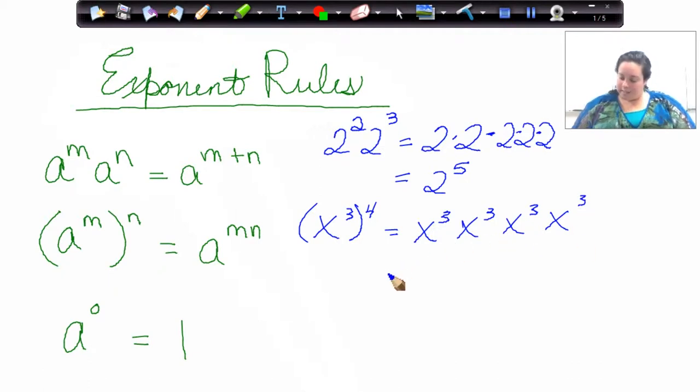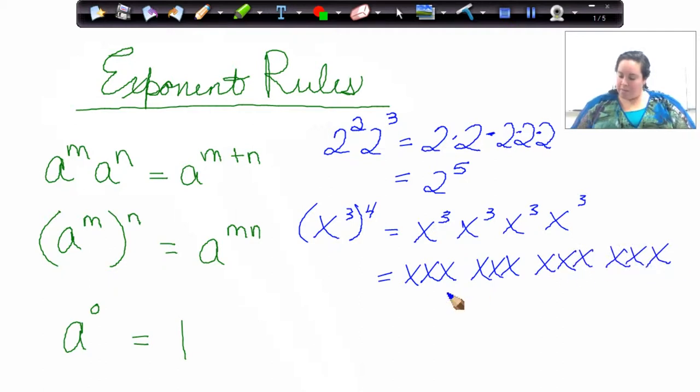But what does each of these x cubed mean? It means x 3 times: x, x, x, and then x, x, x, and so on. So how many x's do we end up having? 12 of them. That ends up being the same thing as x to the 12th power. So 3 times 4 is 12. That's why this works out. What about any number to the 0 power? It's just 1.